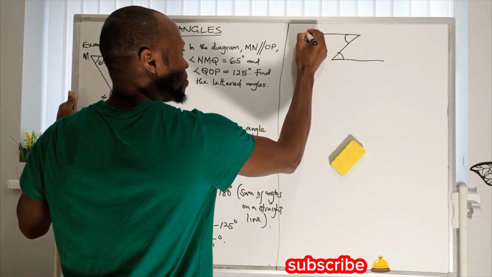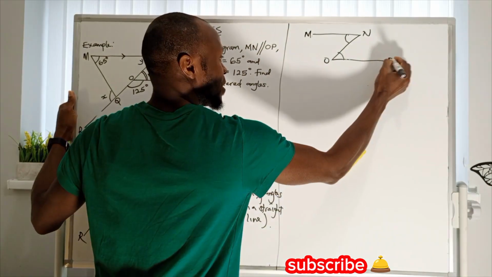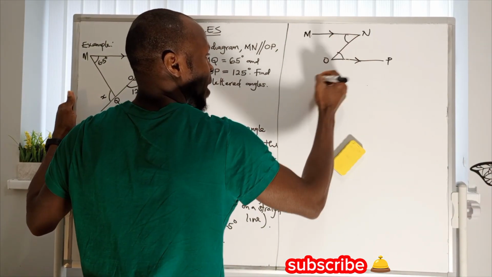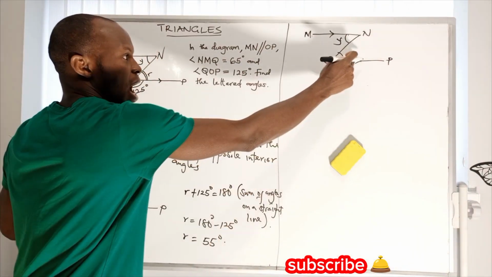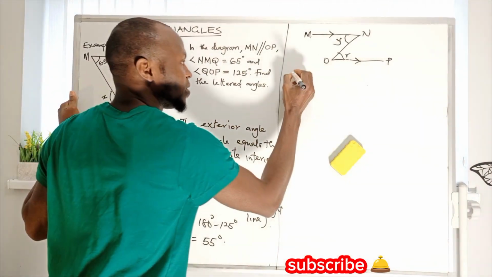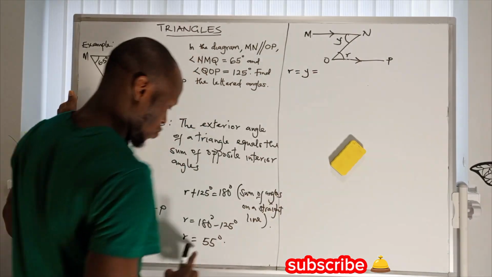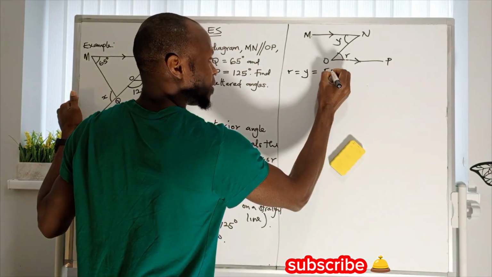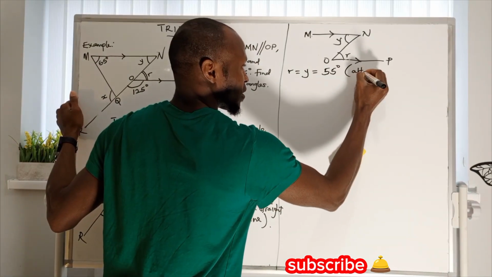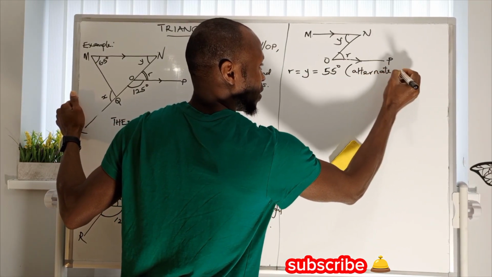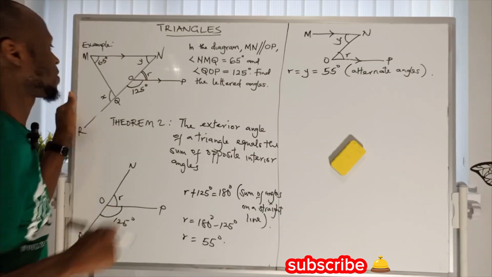So this is my M, this is my N, this is O, this is P. We're told that these two lines are parallel. This is my angle R and this is my angle Y. So my R is equivalent to Y, which is the same thing as what we have gotten, 55 degrees. What is the reason? Alternate angles are equal. Okay, simple. I've gotten this.